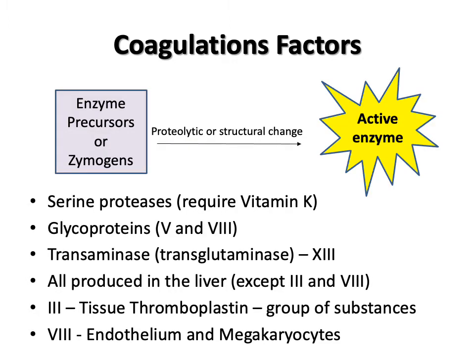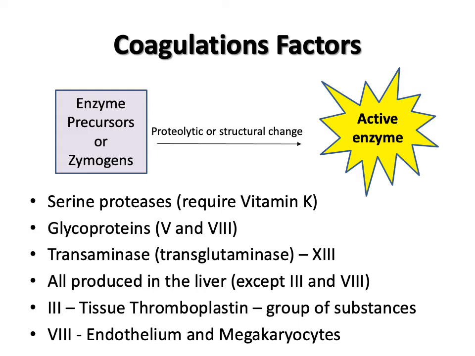Of the factors that are enzymes, many are classified as serine proteases and require vitamin K for synthesis. These include factors 2, 7, 9, 10. A few of the factors are classified as glycoproteins, which include factors 3, 5, and 8. Factor 13, fibrin stabilizing factor, is a transaminase, specifically transglutaminase.